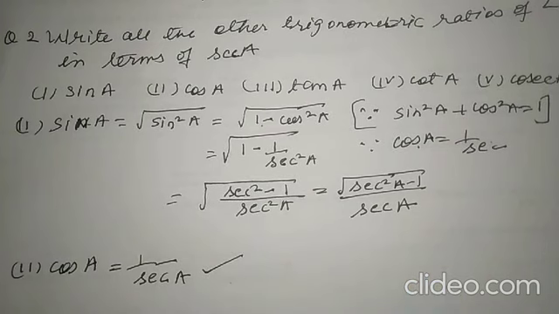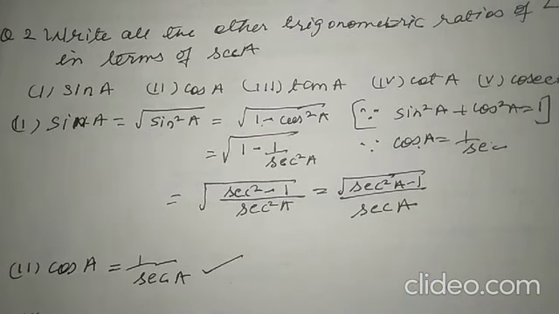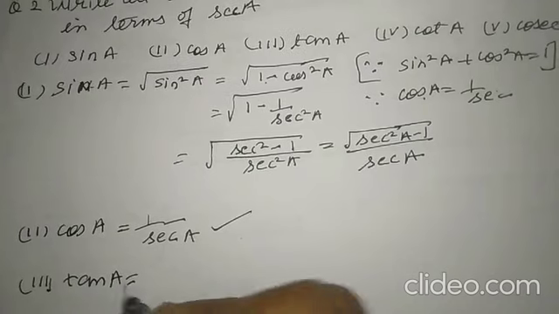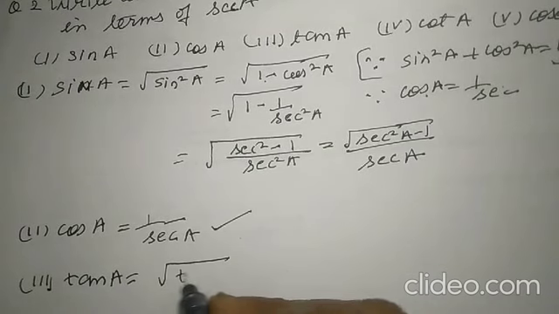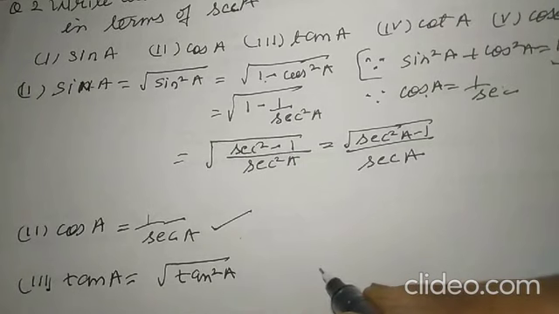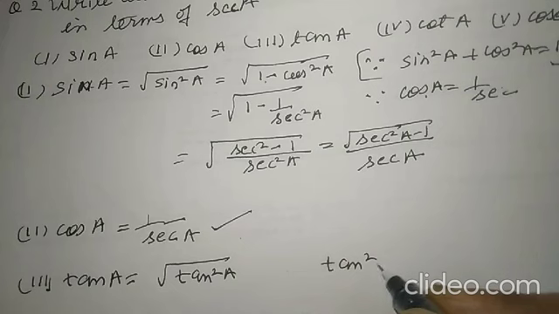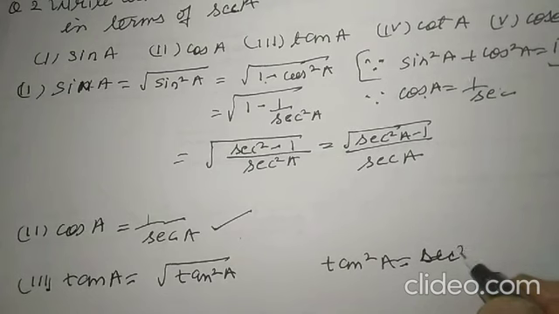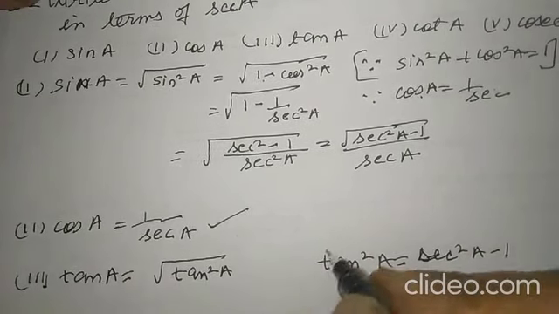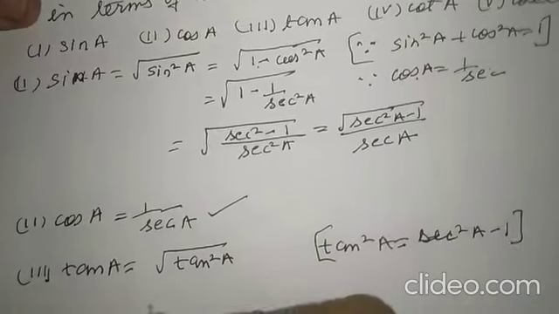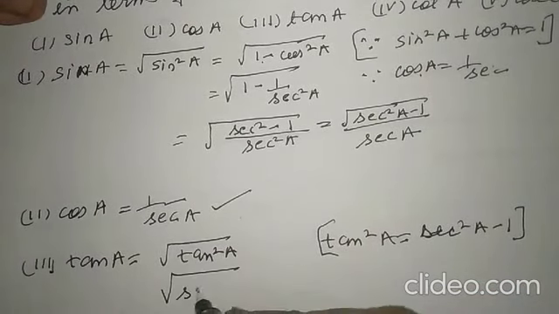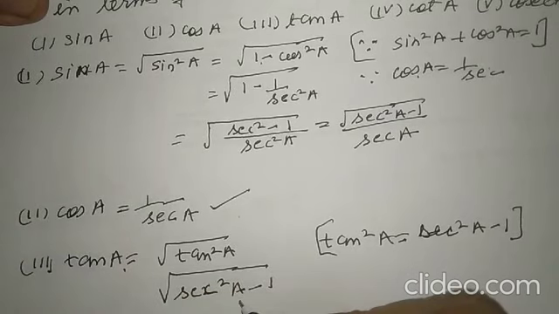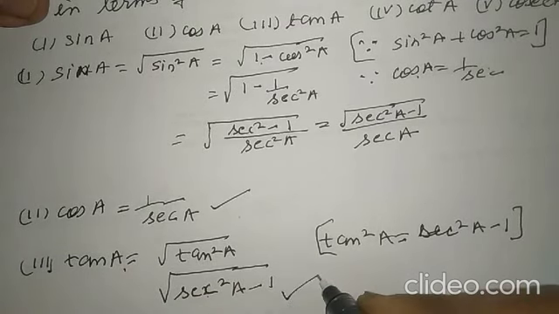Now let's go to our third part, that is tan A. Tan A can be written as root of tan square A, and we know tan square A is equal to sec square A minus 1 by our identity. So we can write it as root of sec square A minus 1. So tan A in terms of sec A is root of sec square A minus 1 here.